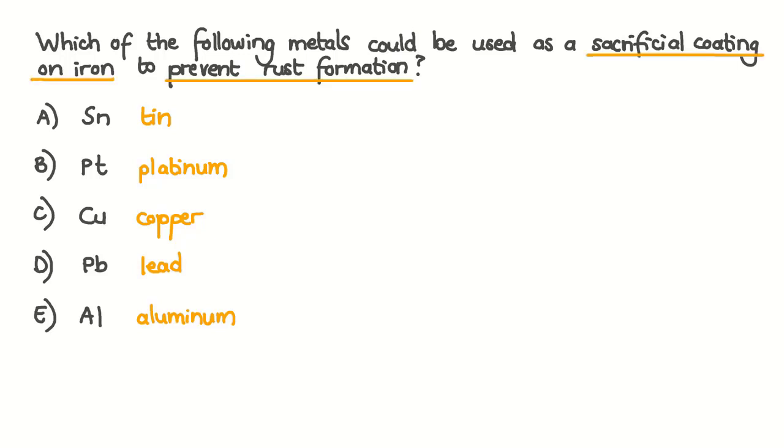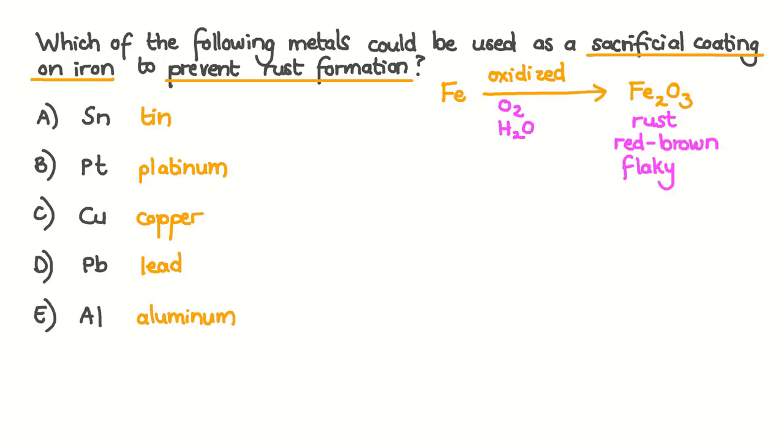The question talks about a sacrificial coating on iron to prevent rust formation. When iron comes into contact with oxygen and water, it is converted or oxidized into iron oxide, which is rust. Rust is red-brown and flaky, with little strength. So iron often needs to be coated to prevent it from rusting so that it can maintain its strength.